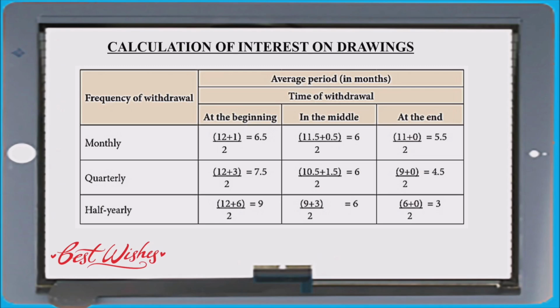This is the table showing the average period for different cases of interest on drawings calculation. For monthly drawings, at the beginning it is 6.5 months, in the middle 6 months, at the end 5.5 months. If it is quarterly withdrawal, at the beginning of the quarter it will be 7.5 months, in the middle of the quarter it will be 6 months, and at the end of the quarter it will be 4.5 months. And for half yearly, see, all these types of average period concepts you have to remember.